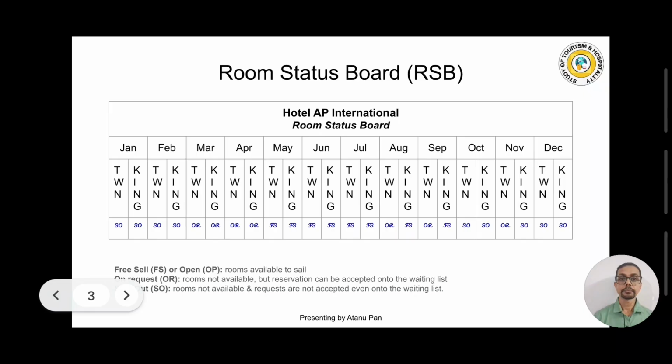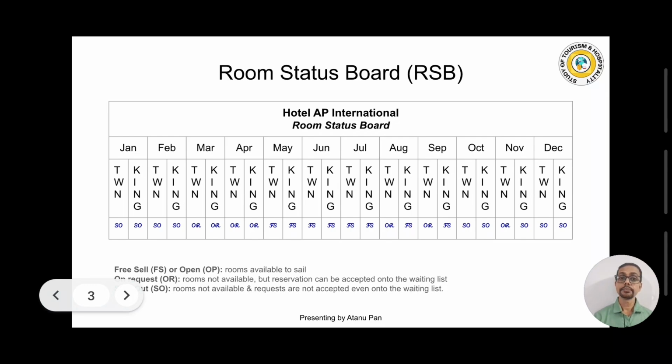Now below that, a few codes are written, you can see SO, OR, FS and all these things. What are all these things? If rooms are available for sale, then we write FS or OP. FS stands for free sale and OP stands for open. If rooms are not available but reservations can be accepted onto our waiting list, it means we are taking overbooking, then we will write OR, it means on request.